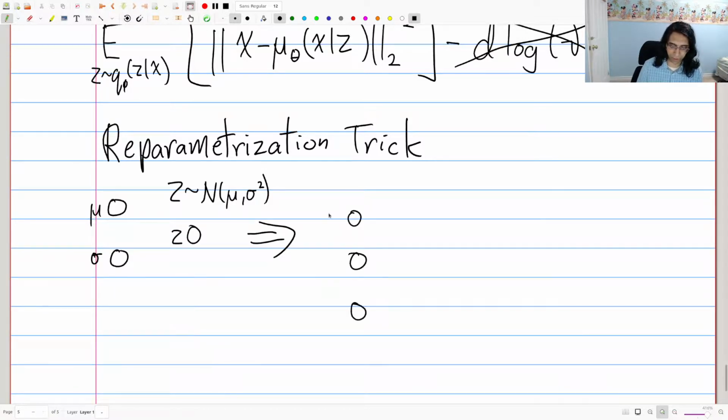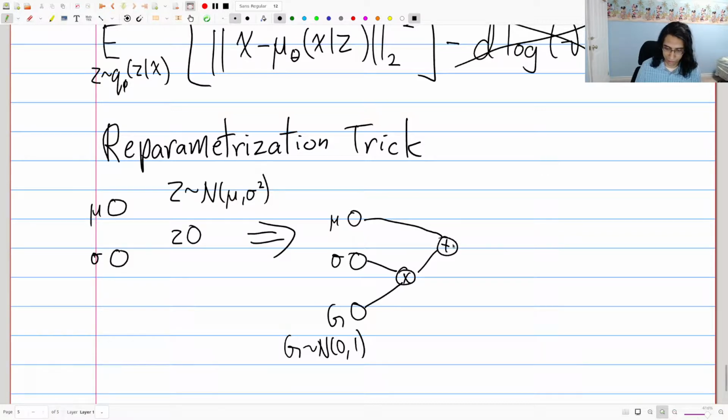So what you do is you have mu here as before, and sigma here as before. But now what you have here is g, where g is drawn according to N(0, 1). And now you can write the following. You can do this simple little network here. This is the times, and then you have here a plus, and this goes over here.